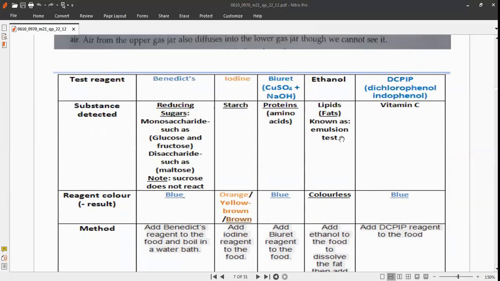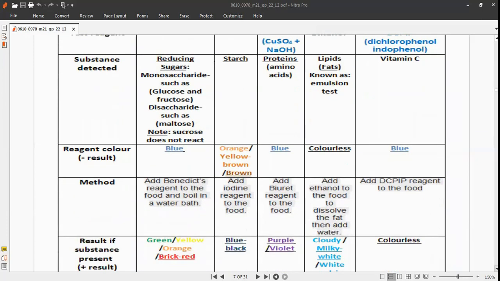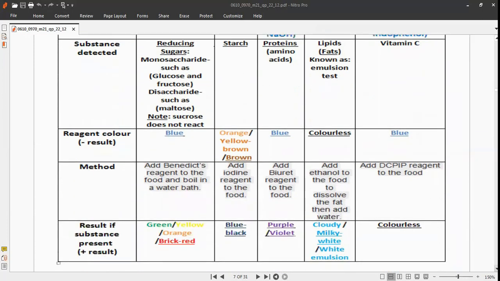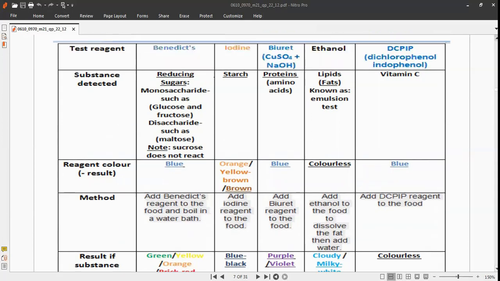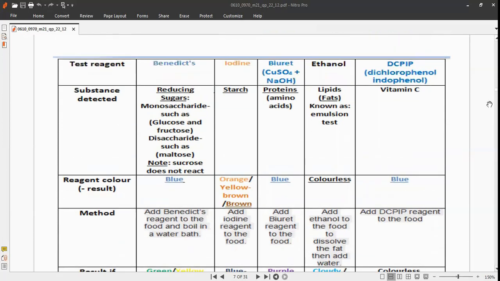What about biuret? It detects proteins or amino acids. The reagent color or negative result is blue. Add biuret reagent to the food. It turns purple or violet. This is the positive result.